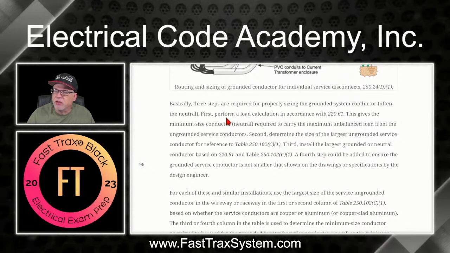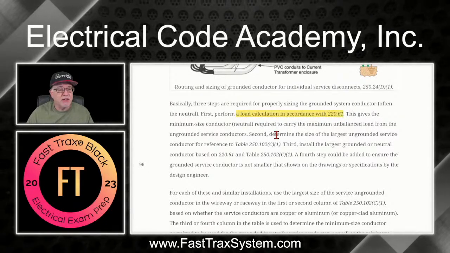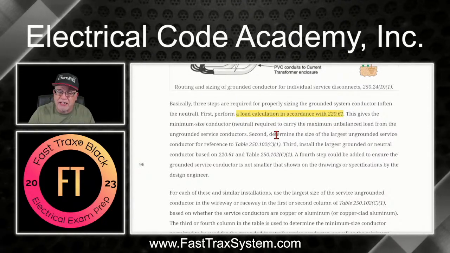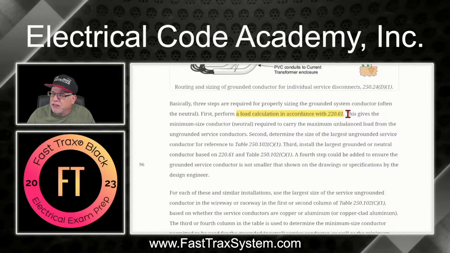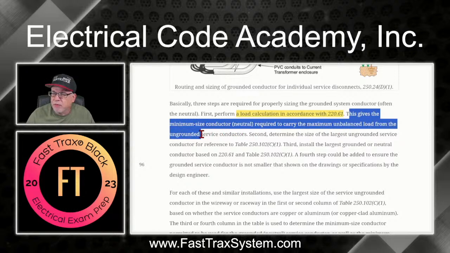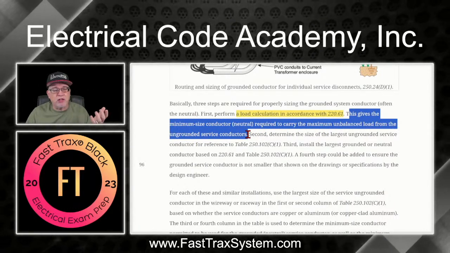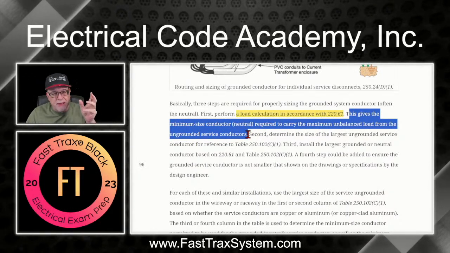So first thing you want to do is perform a load count. Okay, we should say that every time because you're going to do it. Make sure you learn how to do it. Next, that gives us the minimum size required to carry the maximum unbalanced load from the ungrounded conductor. So that's the next one, okay? So we did that. And we need to size that neutral conductor. So we did that. That's why we did the math.